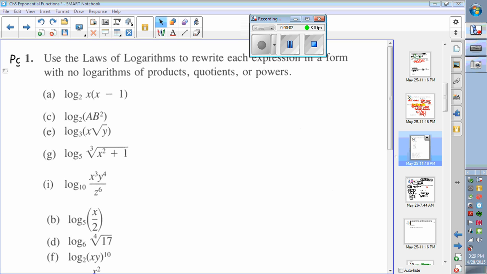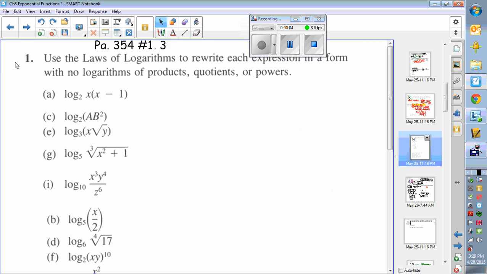All right, so taking a look at the questions from page 354, 1 and 3, we're going to look at writing a bunch of these logarithmic expressions and rewriting them so that you don't have a logarithm of a product or a quotient or a power. Any of those things we're not going to allow. Now, the questions aren't going to go in order because of how I've scanned them out of the textbook. So for those of you with OCD, this is going to bug you.